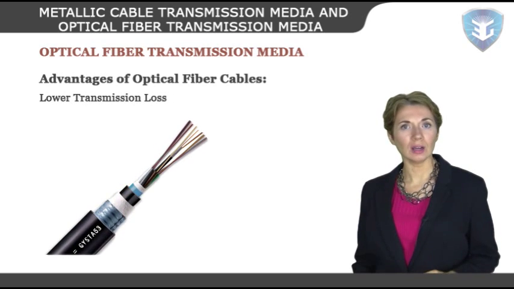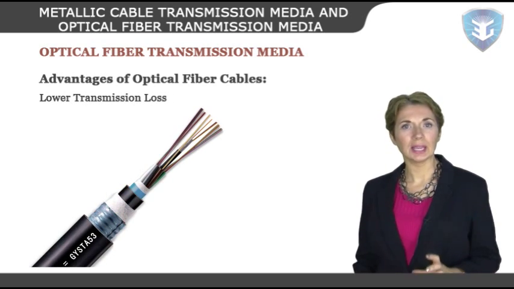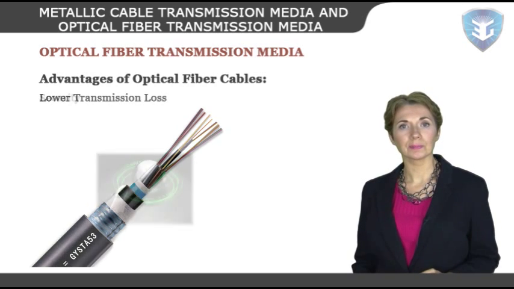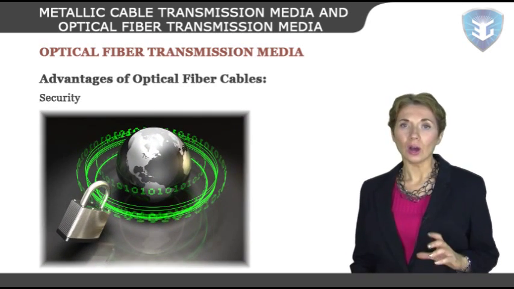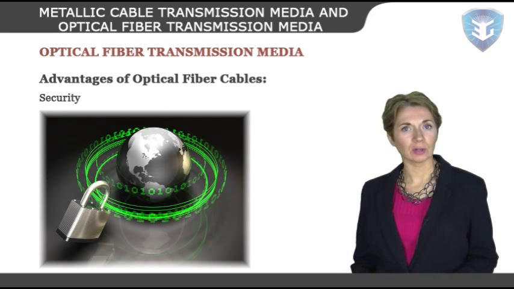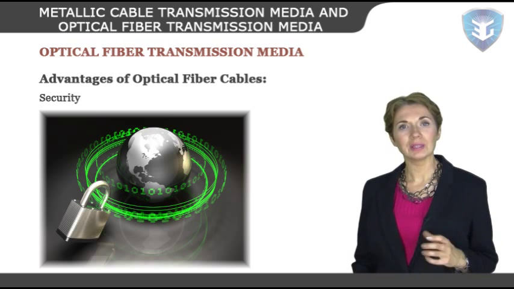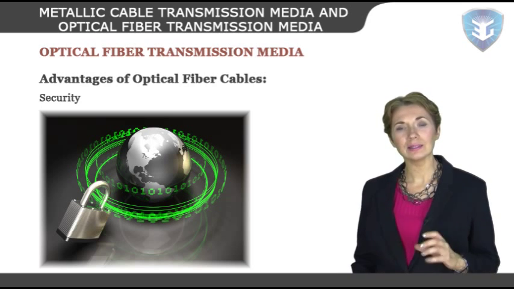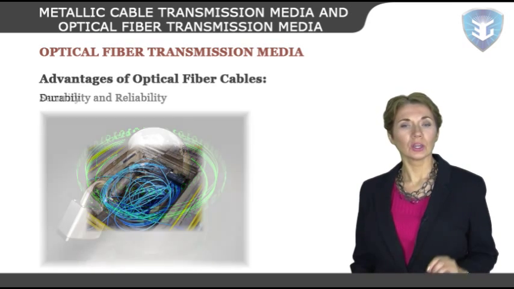Lower transmission loss. Fiber optic cables offer less signal attenuation over long distances. Typically, it's less than 1 dB per kilometer. Security. Optical fibers are more secure as they are almost impossible to tap into because they do not radiate signals. No ground loops exist between optical fibers, hence they are more secure.